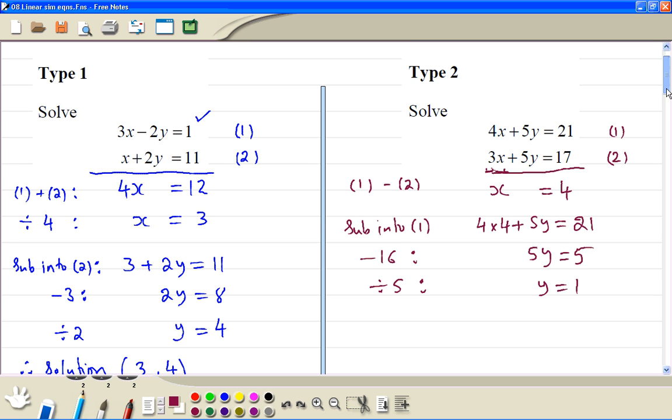Now we check in equation 2, if x is 4, 4 times 3 is 12, 12 plus 5 times 1 is 17, so we checked. So then we just write the solution. X coordinate is 4 and y coordinate is 1.